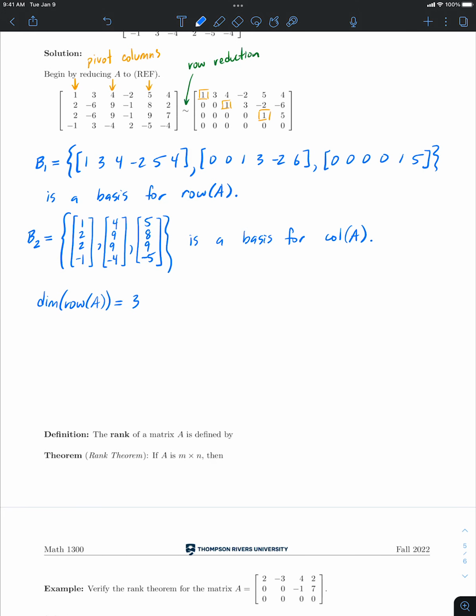What about the dimension of the column space? Well, count the basis vectors. 1, 2, 3. There's 3 vectors in our basis for the column space today. So that means that the dimension of the column space is also 3.